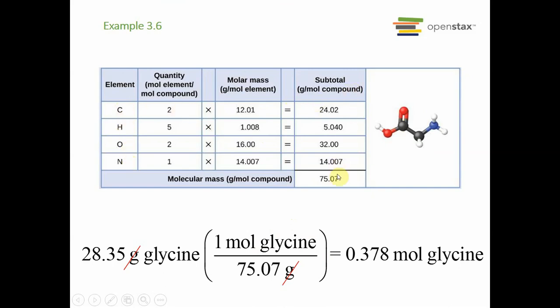You calculate the molar mass. You start with 28.35 grams of glycine. You divide by the molecular weight, which is 75.07 grams per mole, but that means the grams go with the number and the moles go on top, and this allows you to cancel the grams and be left with the number of moles of glycine on top.